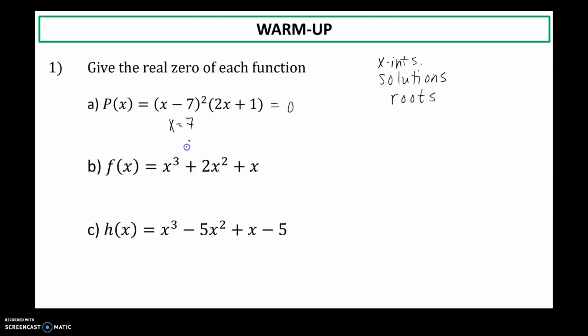So x is equal to 7, and this is a double root because of my exponent of 2, and then I get x is equal to negative 1/2. So those are my two zeros.